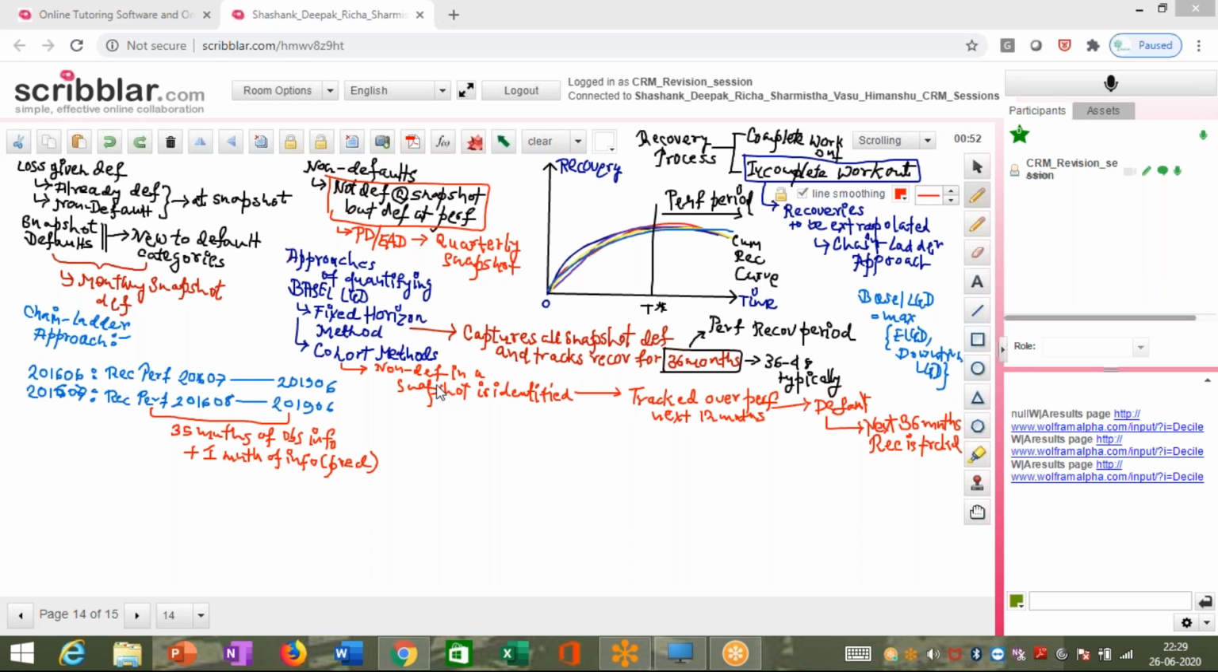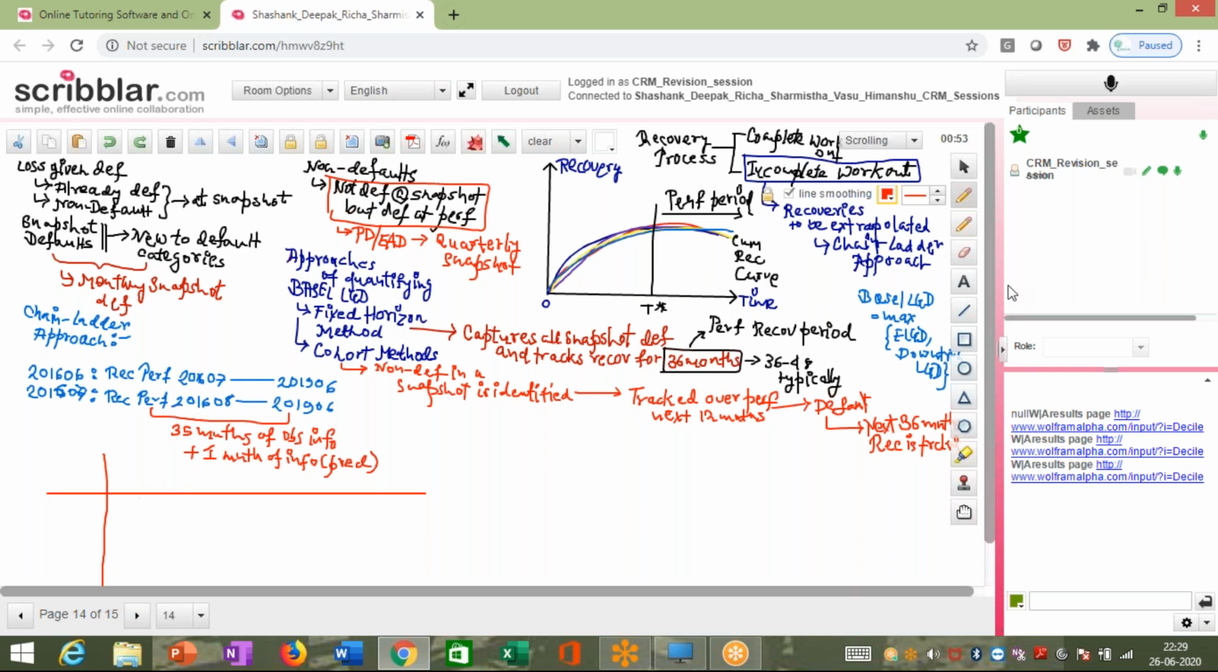So now let us construct this chain ladder approach. On one side, the chain ladder approach will show how many months forward, right? And for each month it will give you a recovery, and it will help you calculate the cumulative recovery. And on the other side, it will show you the months of snapshots.